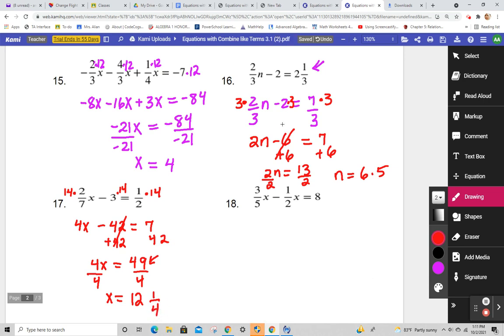All right, number 18. Our least common multiple is 10, so we're going to multiply through by 10. Multiply this by 10, multiply this by 10, and this by 10. 10 times 3 is 30. Divide that by 5, that's 6x. 1 times 10 is 10. Divide that by 2, that's 5x. 8 times 10 is 80. Now we're going to combine these like terms. 6x minus 5x is 1x equals 80.